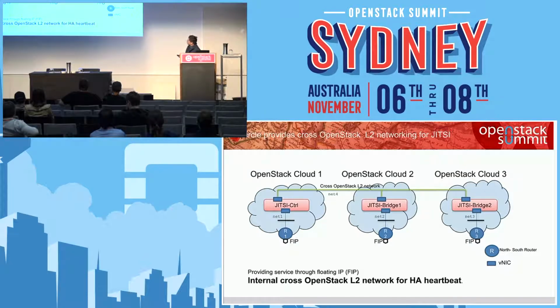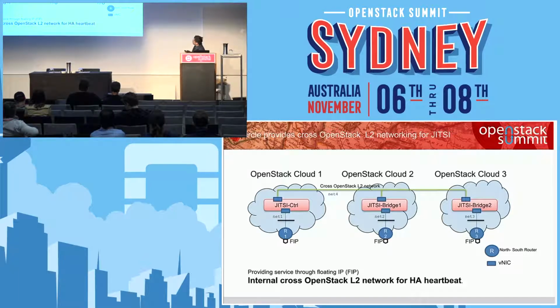For Jitsi control, we will have one floating IP in Cloud 1. And the Jitsi control is attached to a local network, Net 1. For the Jitsi video bridges, they each have one floating IP for the video stream. The video stream will be established through the FIP here. And Jitsi control and Jitsi video bridge 1 and 2 will be plugged into one cross-Neutron layer 2 network.